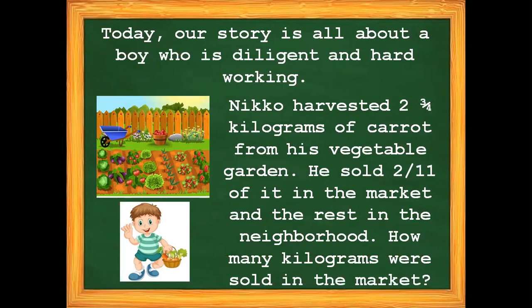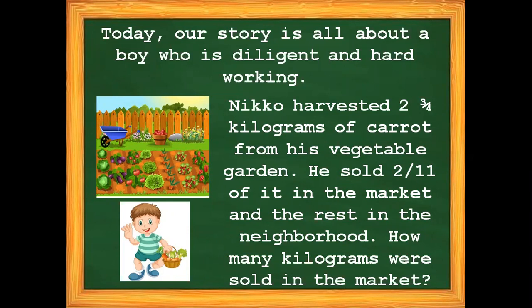Nico harvested 2 and 3/4 kilograms of carrot from his vegetable garden. He sold 2/11 of it in the market and the rest in the neighborhood. How many kilograms were sold in the market?